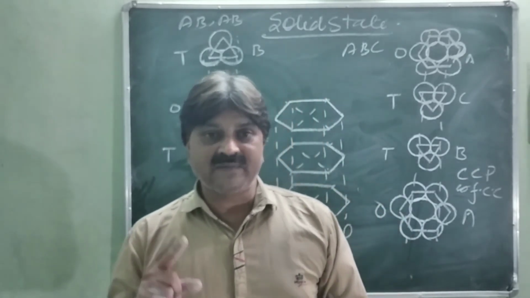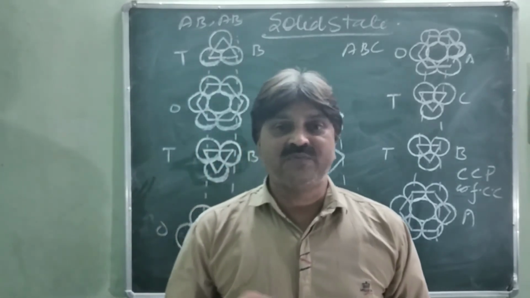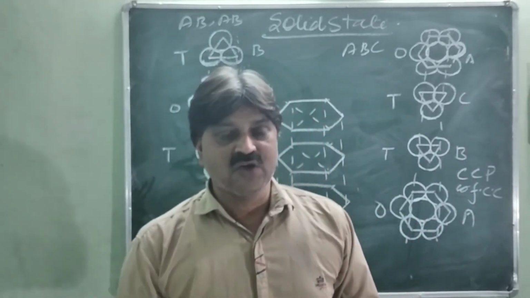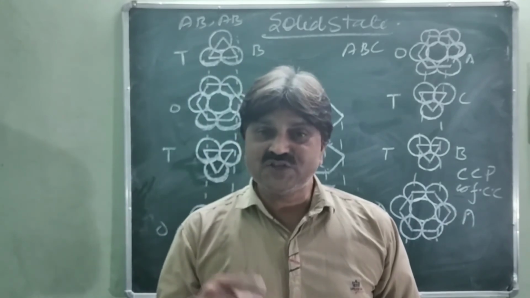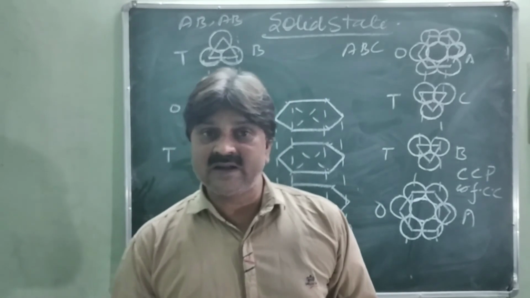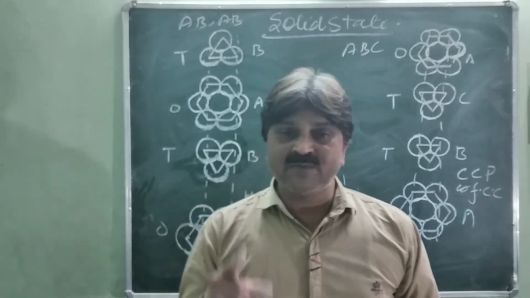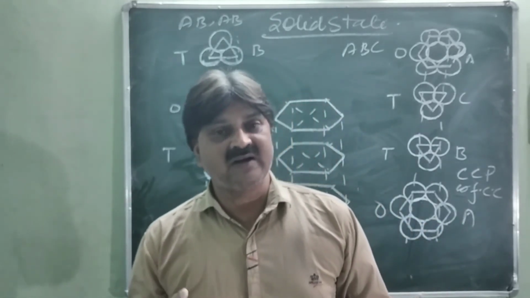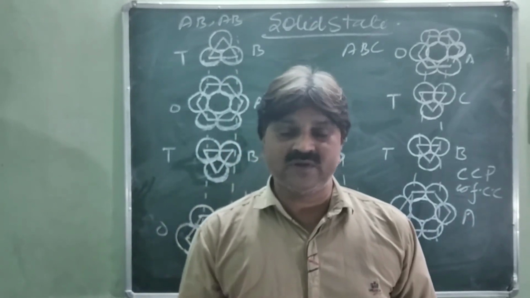The number of tetrahedral voids and octahedral voids is calculated on the basis of the number of spheres or atoms present in the crystal. So the number of octahedral voids is equal to the number of spheres or atoms present in the crystal, whereas the number of tetrahedral voids is twice the octahedral voids. It means if n spheres or atoms are present in the crystal, the number of octahedral voids is n, and the number of tetrahedral voids is equal to 2n.